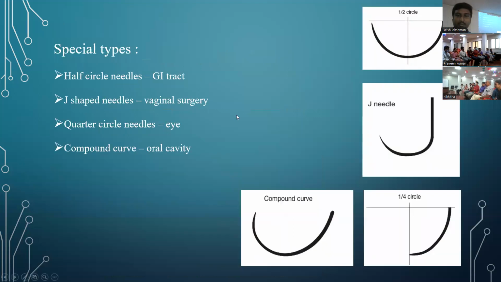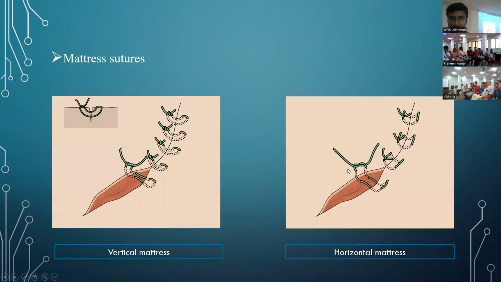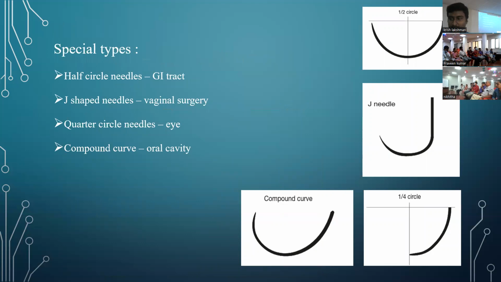There are special types of needles such as half circle needles, generally used in the gastrointestinal tract, J-shaped needles in vaginal surgery, quarter circle needles in ophthalmology, and compound curve needles in the oral cavity. J needle elsewhere, what we use.